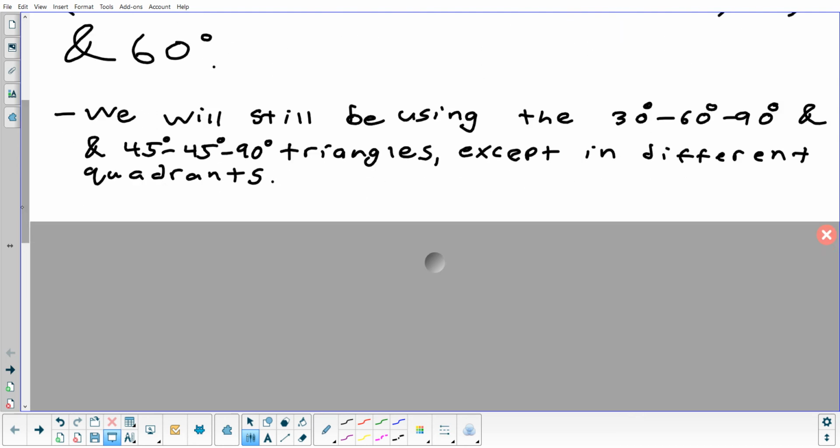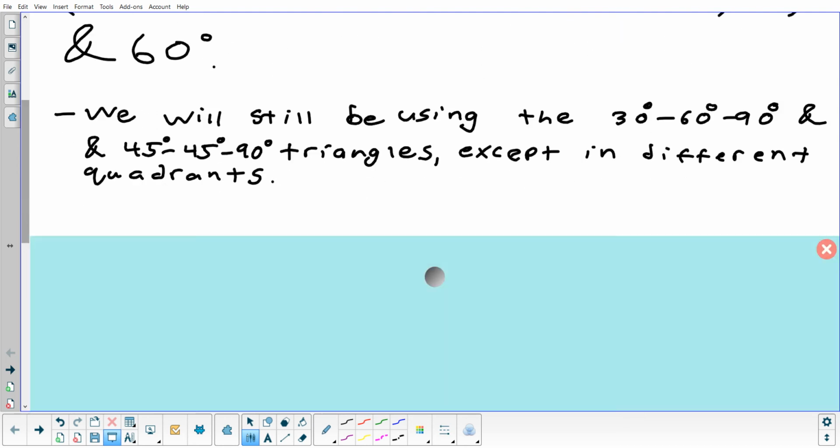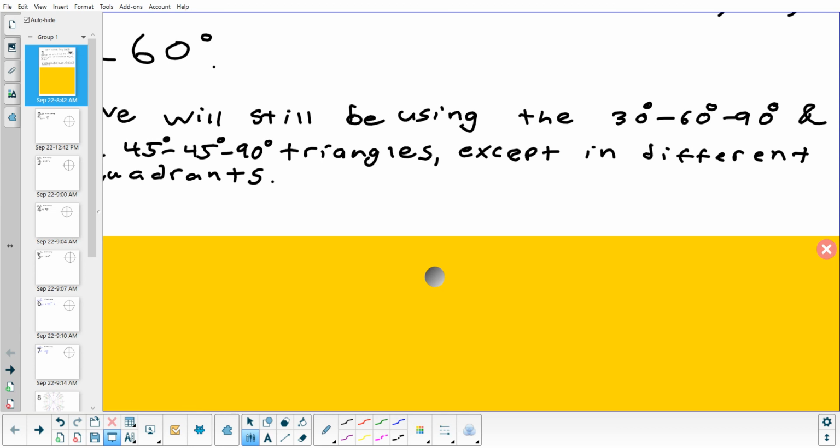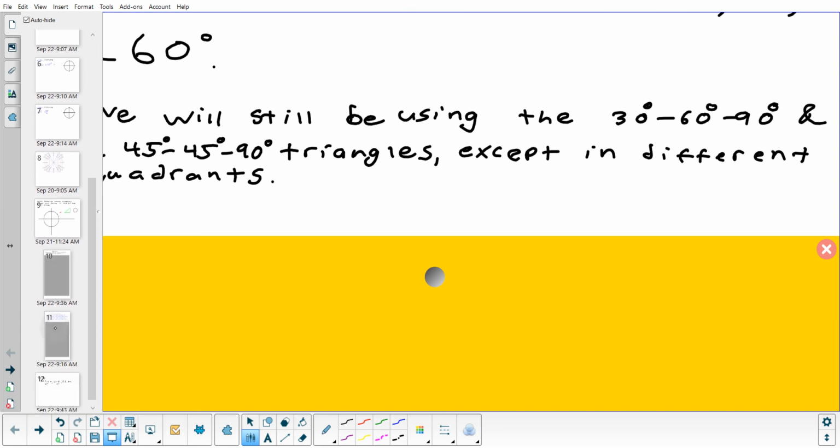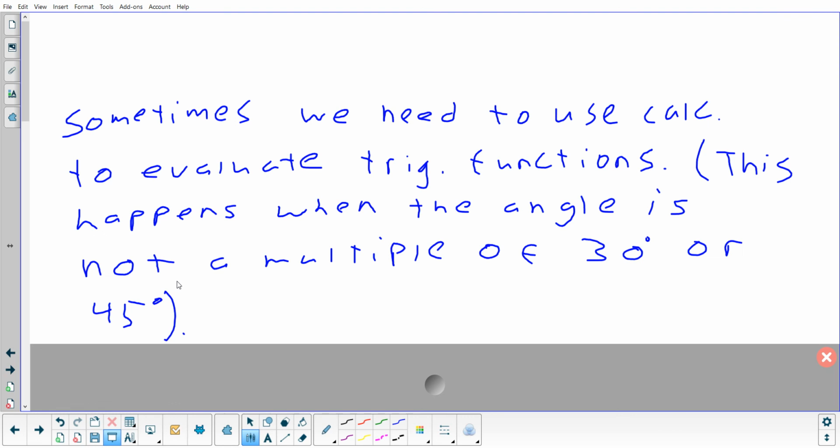So we'll practice a little bit more with unit circle trig. And then we'll finish up with looking at what happens when we have to evaluate an angle that's not a multiple of 30 or 45. Okay? And that's where we're going to use the calculator. And I'll show you guys how to do that.